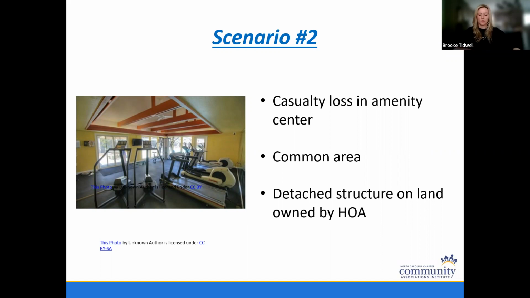But jumping into a more common scenario, as far as HOA involvement, would be scenario number 2, where you're dealing with a casualty loss in an amenity center. This would be really kicking back to what I covered earlier in terms of steps for filing a claim. You're going to be doing mitigation first, and then communication with your board of directors. Then you're going to file your claim, and then it's just ongoing communication from there.